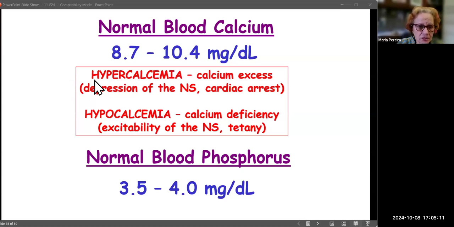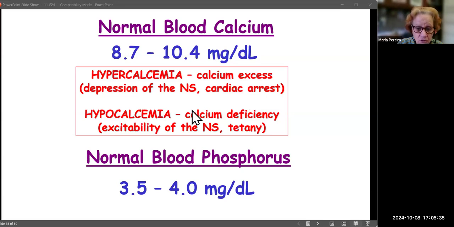So there are two conditions, hypercalcemia and hypocalcemia. Hypercalcemia means that there's too much calcium in the blood, and this can lead to depression of the nervous system, so the nervous system won't work as well, and it can lead to cardiac arrest because the nervous system is not working properly.